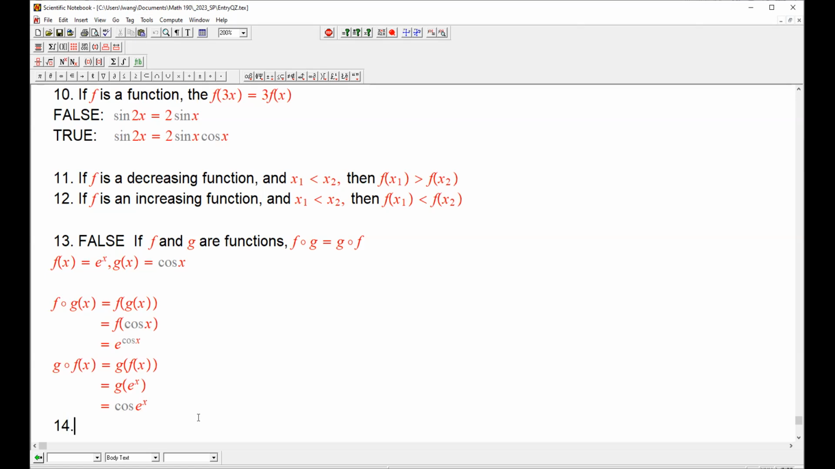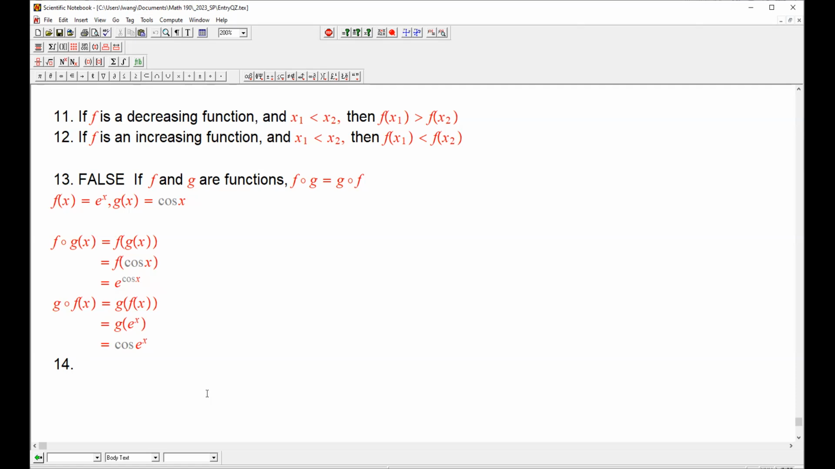Number 14. If f is a one-to-one function, a one-to-one function has an inverse, and the inverse is unique, then f inverse of x equals 1 over f of x. What is a one-to-one function?